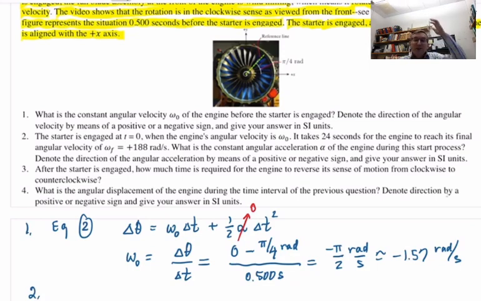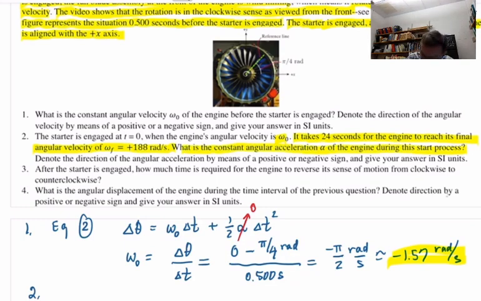The starter is engaged at time 0 when the engine's angular velocity is this omega 0, which I just found, negative 1.57 radian per second. Here comes some more information. It takes 24 seconds for the engine to reach its final angular velocity, omega final, of positive 188 radians per second. Question: what is the constant angular acceleration alpha of the engine during this startup process?